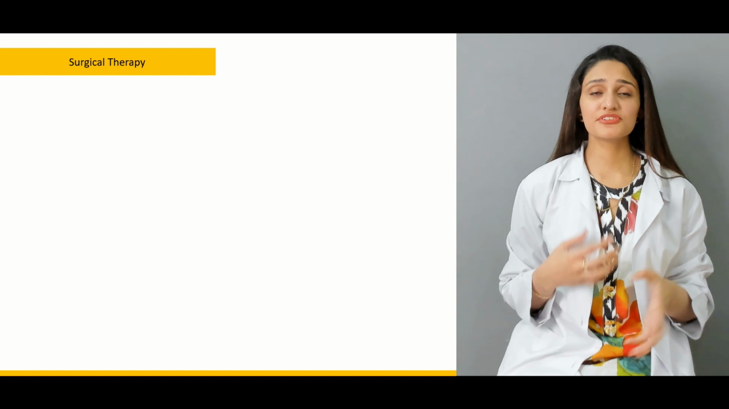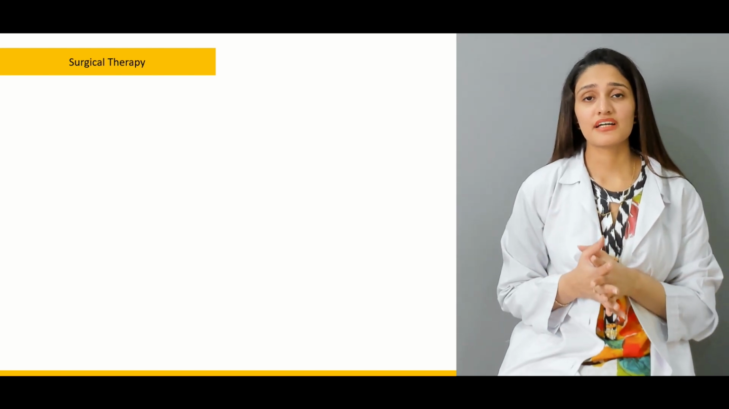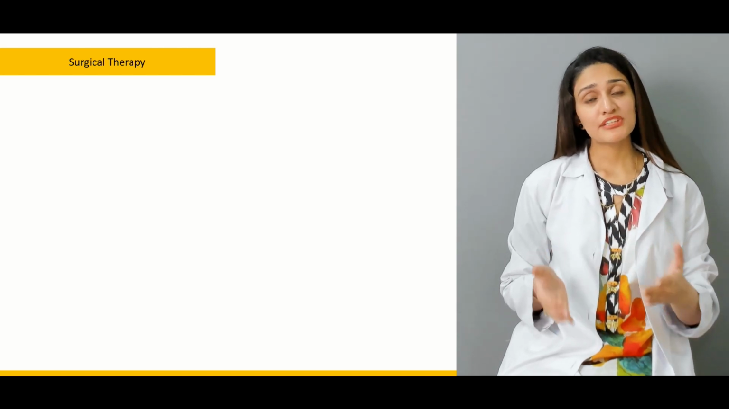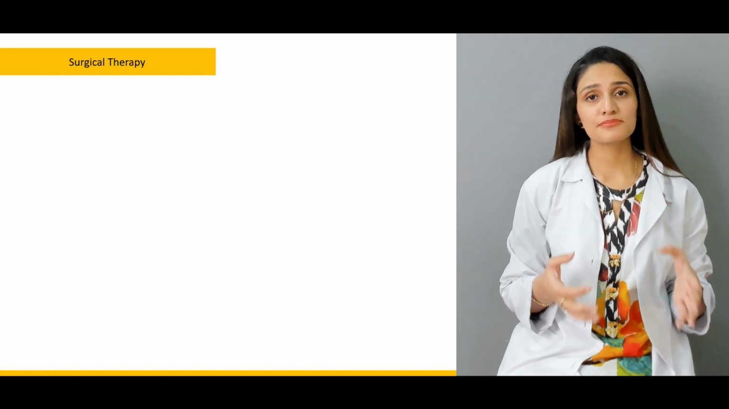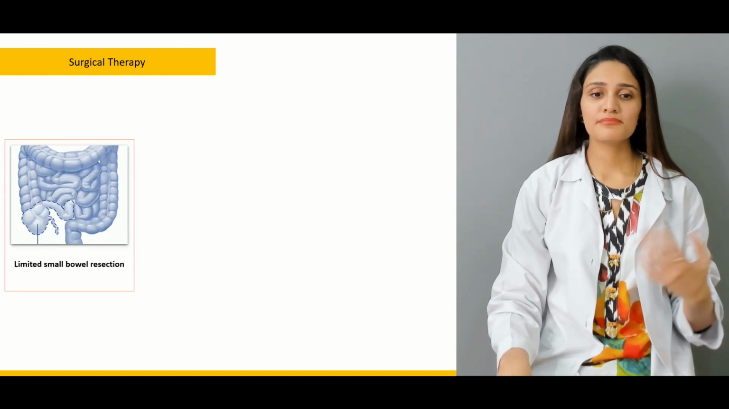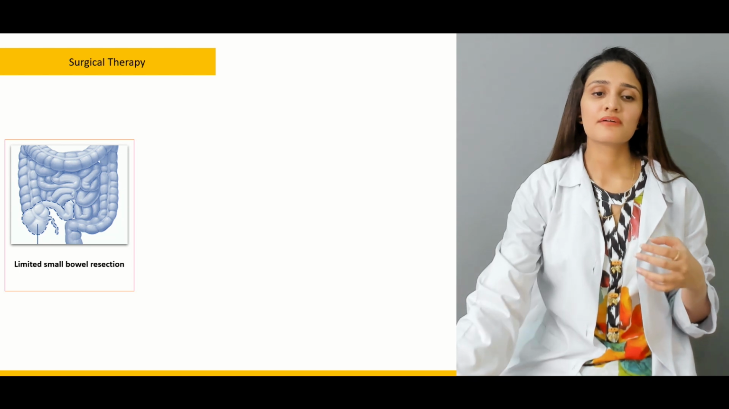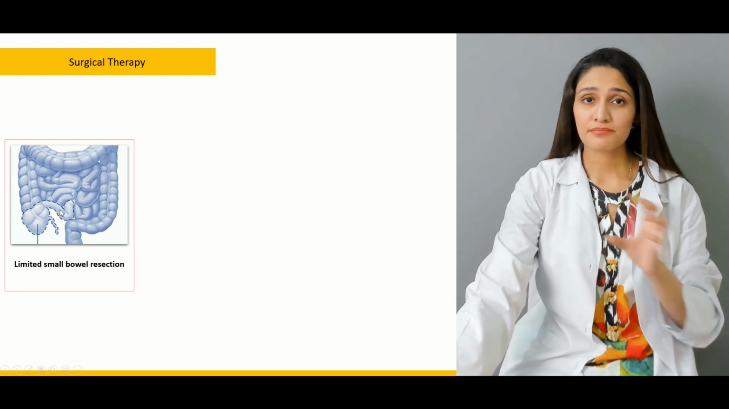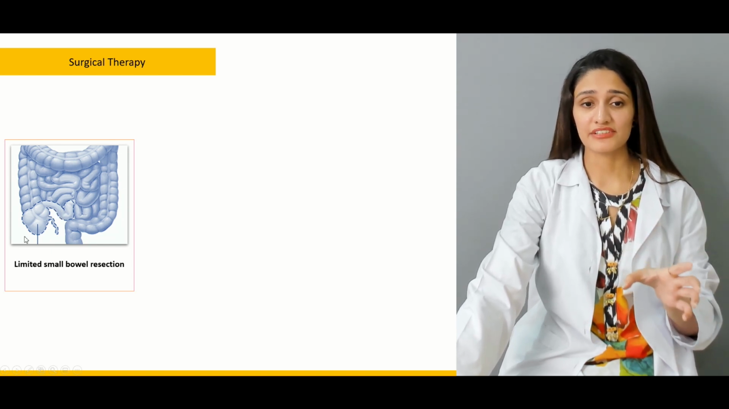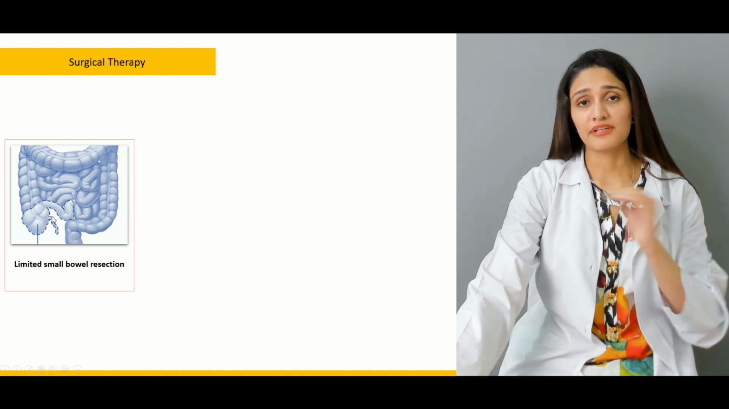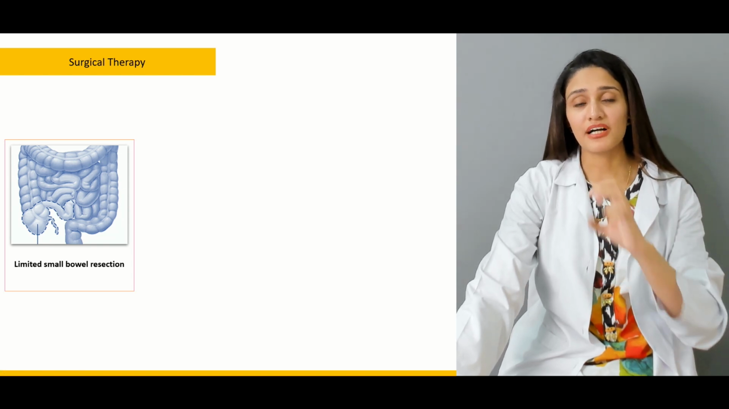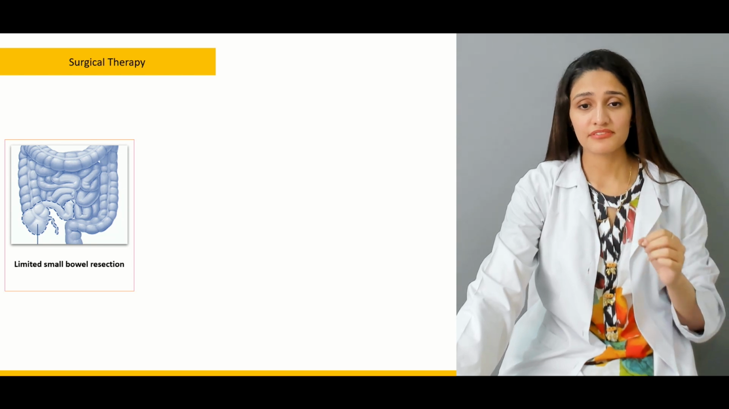There are different types of surgical therapies that we'll be discussing right now, but surgical therapies are not usually used. Patients usually respond to medical therapies, and surgical therapy is very rarely used. So one being the limited small bowel resection. In this, only the part of the small intestine affected by Crohn's disease, only that part of the digestive tract, is resected. Resected means that the part of the intestine is completely removed.